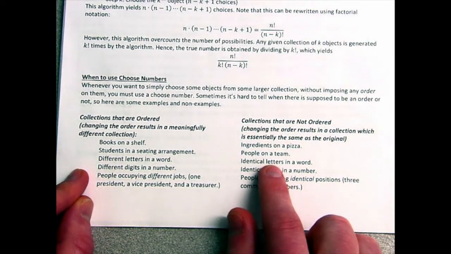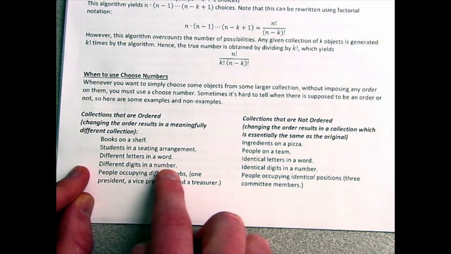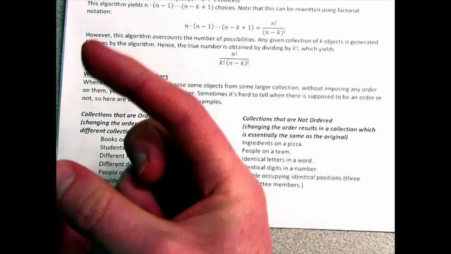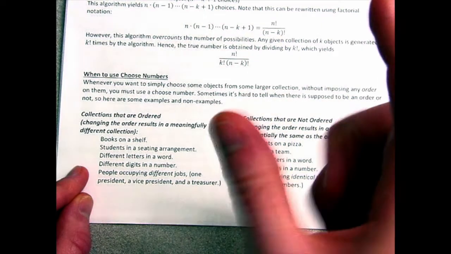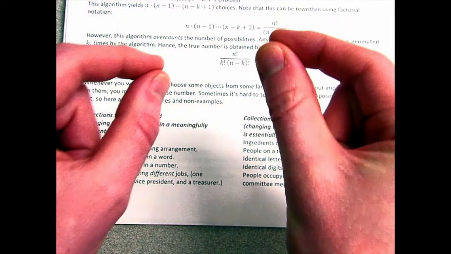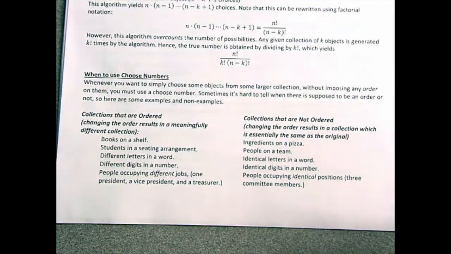Or how about different digits in a number? If you switch two different digits in a number, that's going to give you a different number. But if you switch two identical digits, like a 5 here and another 5 here, and you switch them, obviously that's the same number, right?